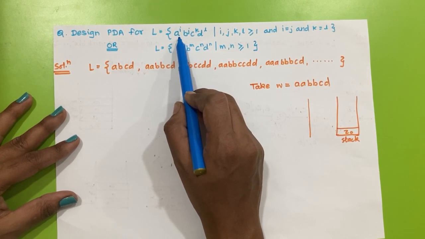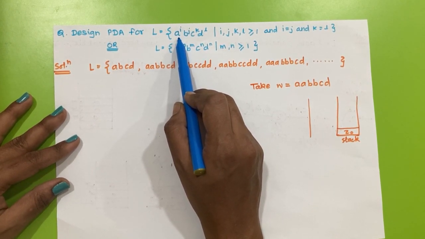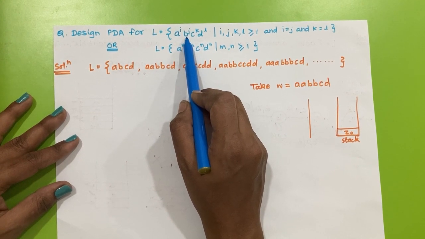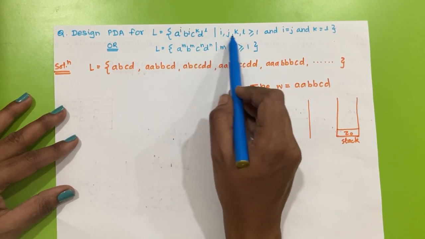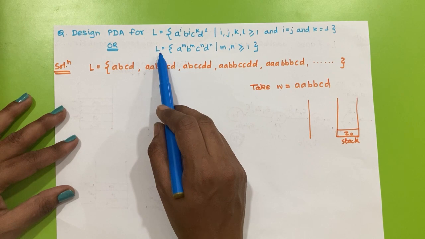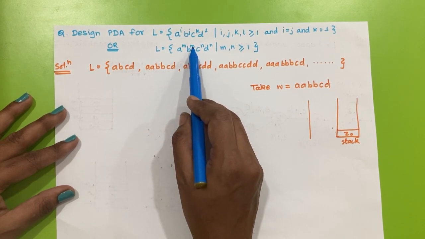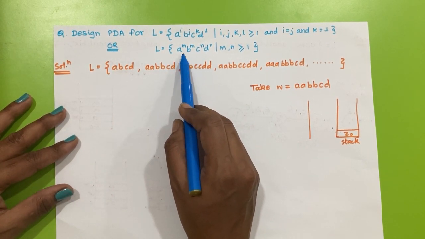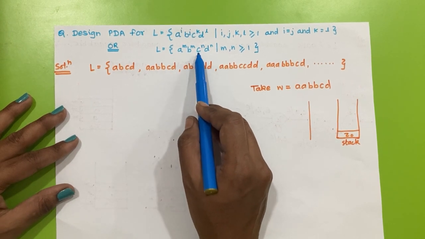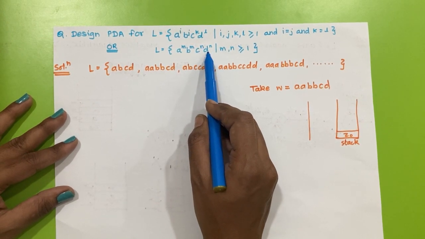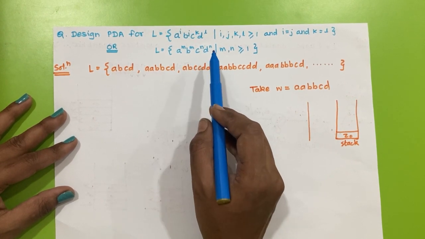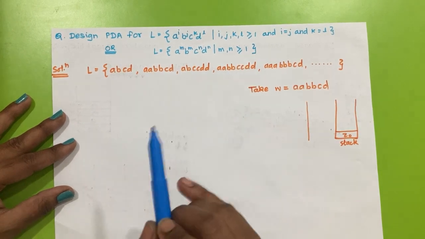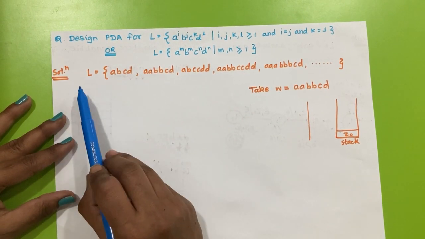Okay, and first we will have all A's, then it should be followed by all B's, then it should be followed by all C's, and then it should be followed by all D's. So this language can also be written like this: L equal to a^m b^m, means indices of these two are same, as well as c^n d^n, means indices of C and D are similar. Okay, so we will start to write set L.